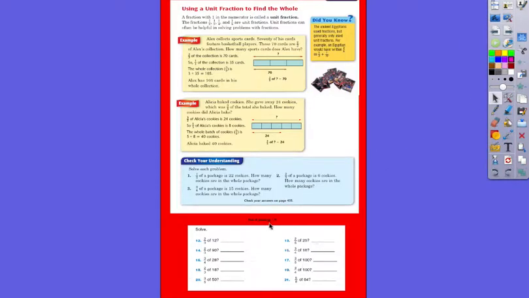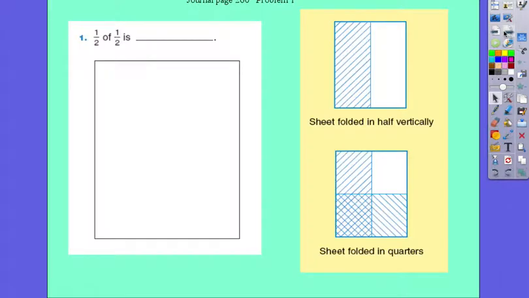Taking a look at a couple of the examples down below here, what is 2/3 of 12? If we were to break it into 3 equal groups, all right, taking a look at some fractions of fractions.